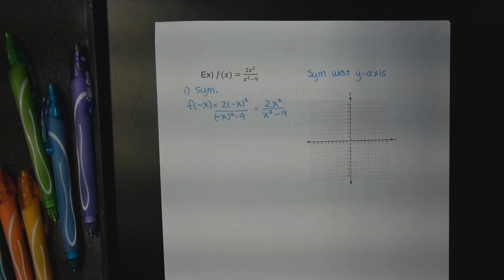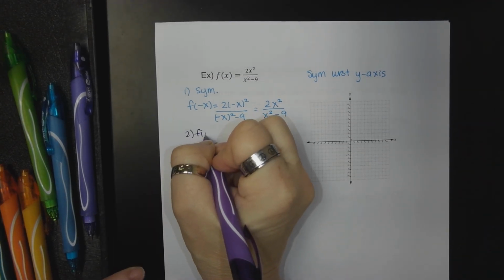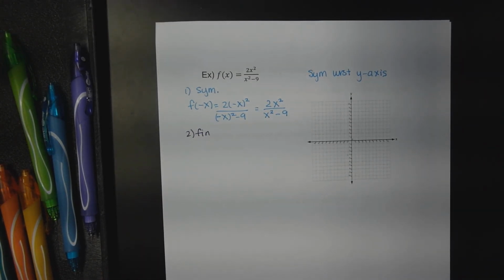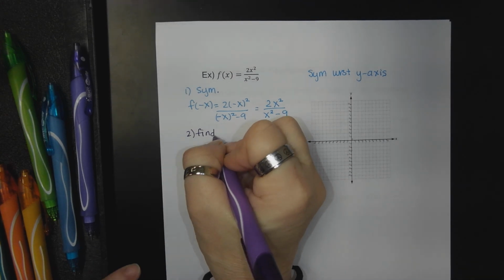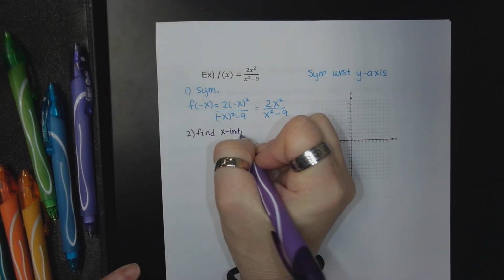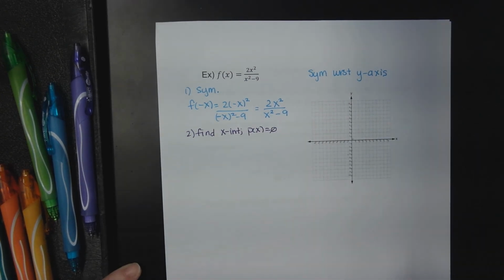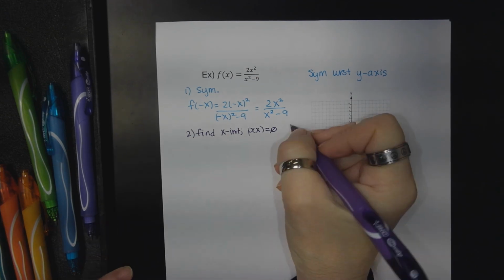All right. So now, let's find our x-intercept, number 2. But you can't just put it in your calculator and graph it because, oh, I'm sorry. Yes, you can. You're not in my in-person class. Yes, you can. P of x equals 0. Yes, you can.